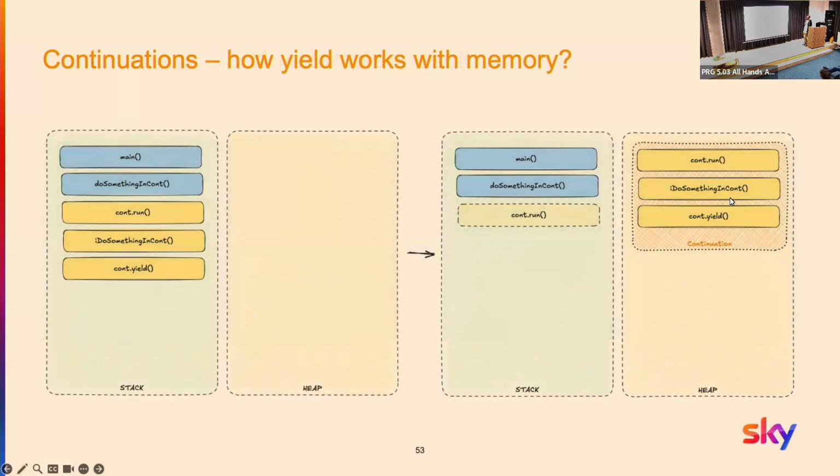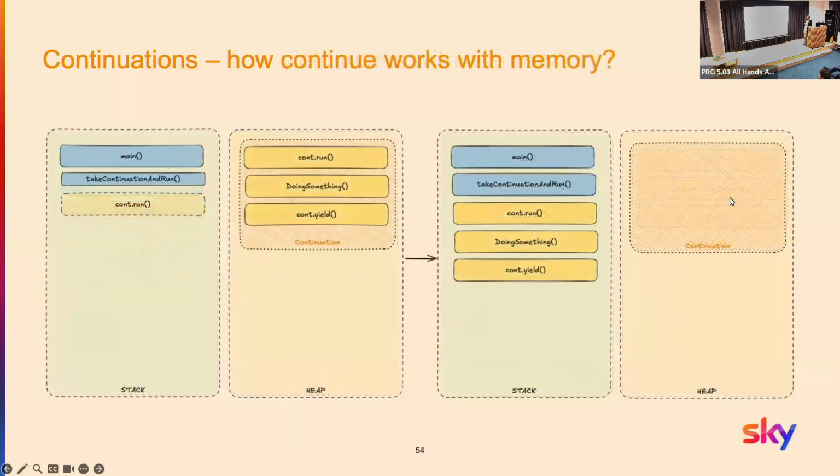So how exactly does it work with the memory? Well, you have a main function that does something in a continuation. Basically, once you run the continuation, you do something. In our case, it was printing the number on the output, and then you yield. What happens when you yield? The platform takes the continuation and copies it from the stack to the heap, freeing space in the stack for the others, and it just resumes the execution of whatever code was next.